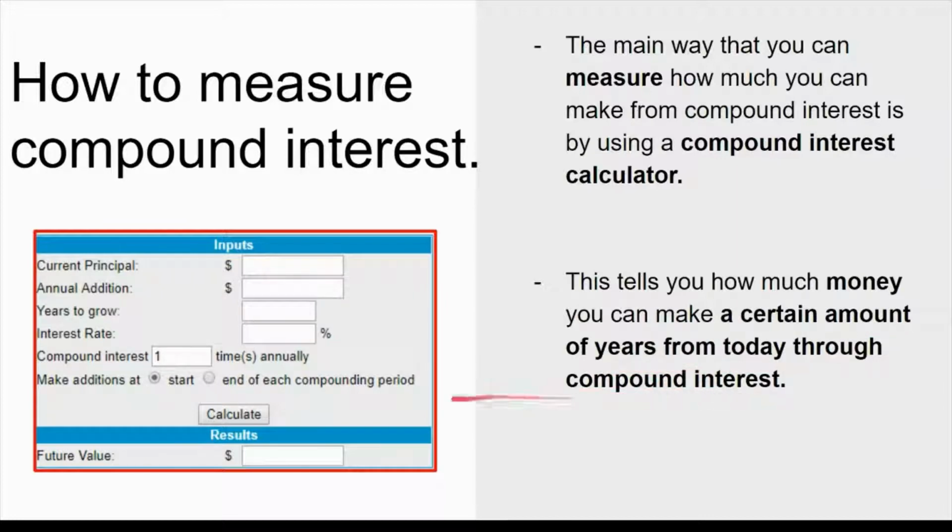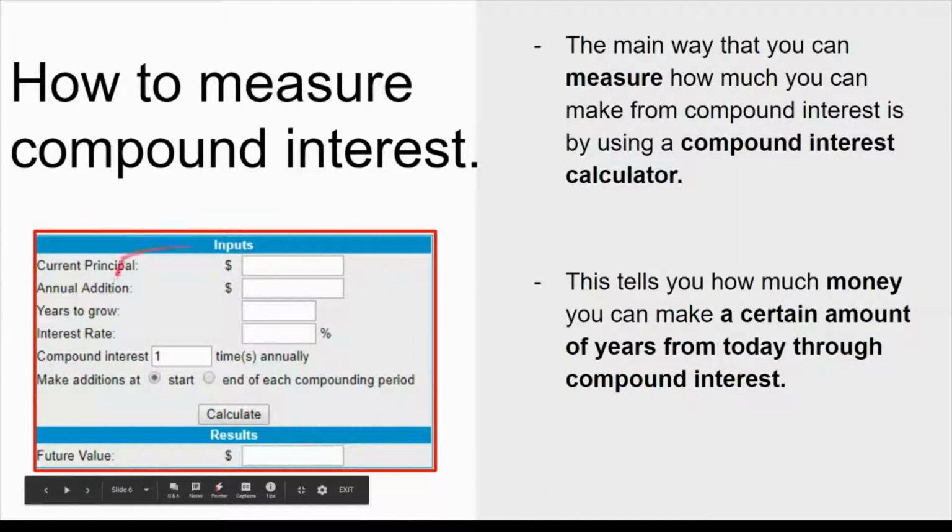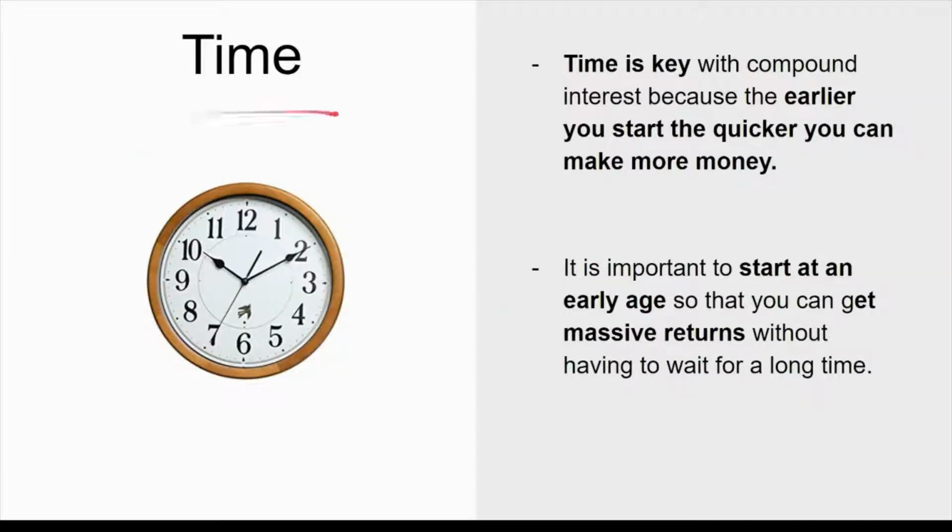through compound interest, because this entire calculation is based on if you invest X amount of dollars for X amount of years without taking out a single cent and get an X amount of return, how much money will you end up with in the future? So that's basically how you can measure compound interest. And time is a very important aspect in compound interest.